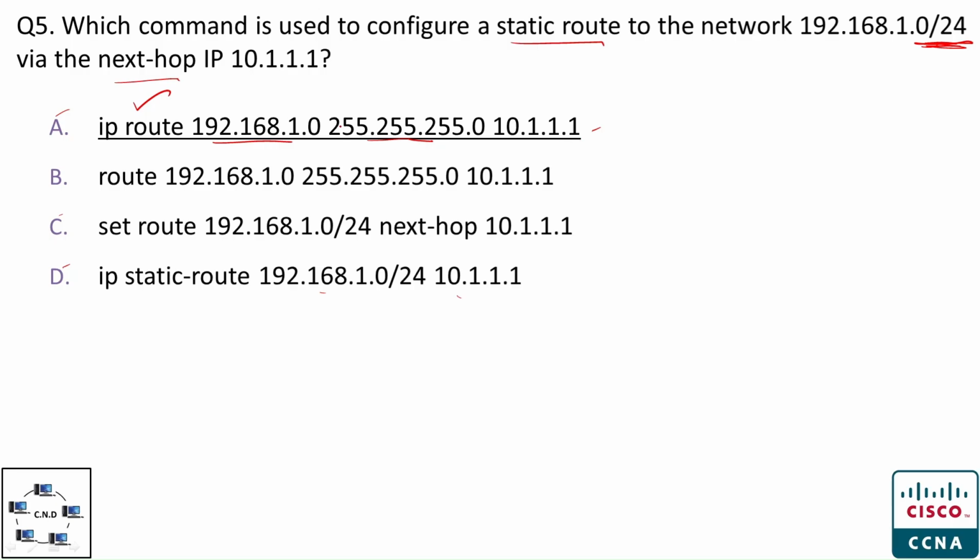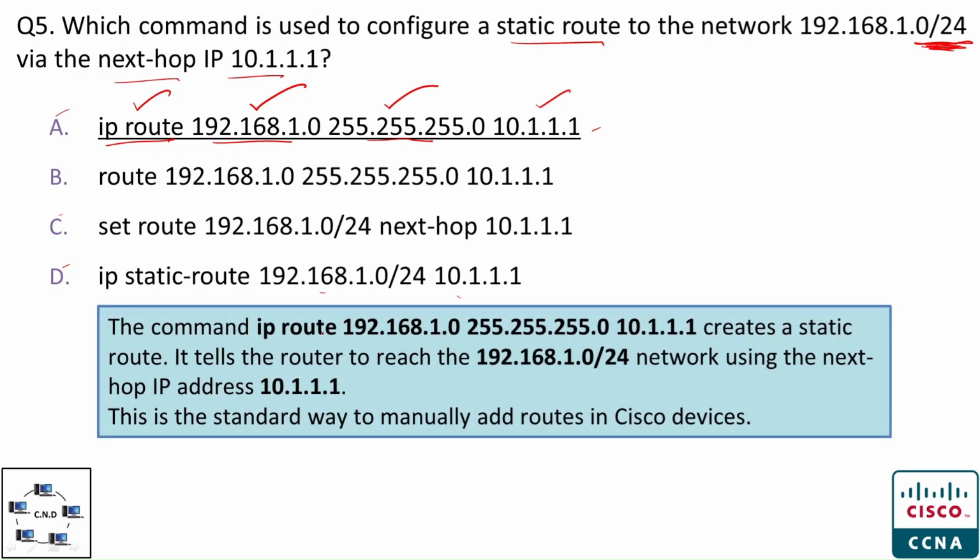Option A is ip route 192.168.1.0 255.255.255.0 10.1.1.1. To understand this command, ip route is the keyword to enter a specific route. The next part is the destination network that you want to reach, followed by the subnet mask, and at the last we enter the next hop. The command ip route 192.168.1.0 255.255.255.0 10.1.1.1 creates a static route. It tells the router to reach the 192.168.1.0/24 network using the next hop IP address 10.1.1.1. This is the standard way to manually add routes in Cisco devices.